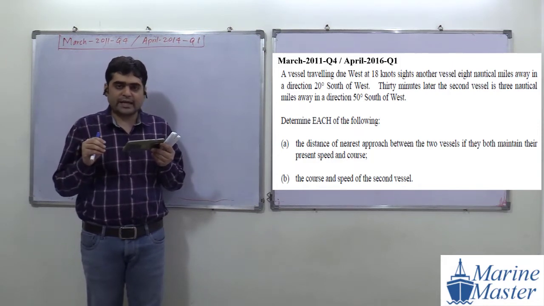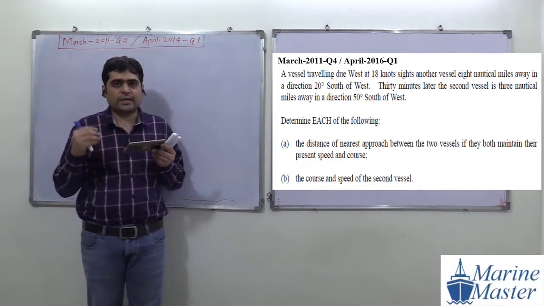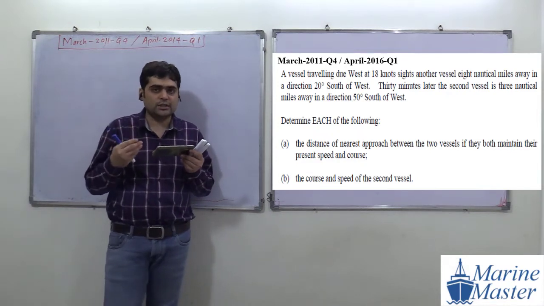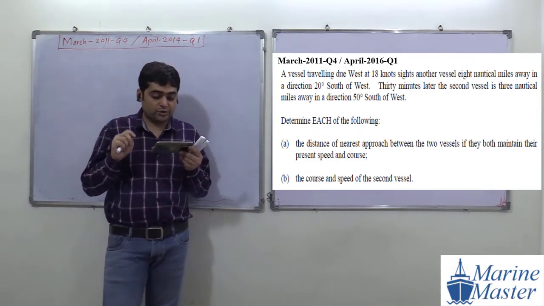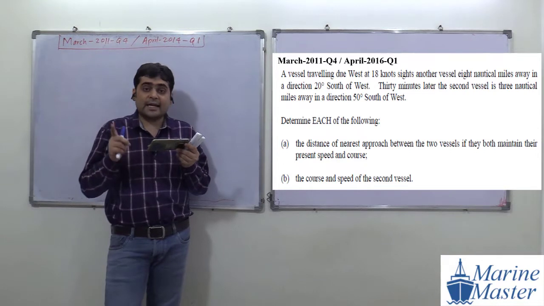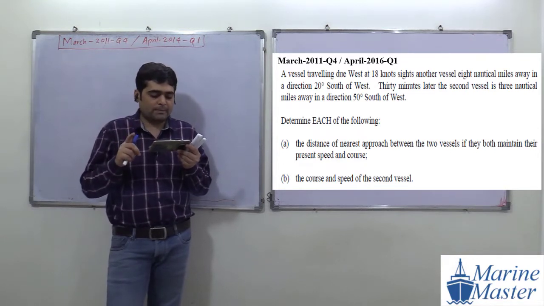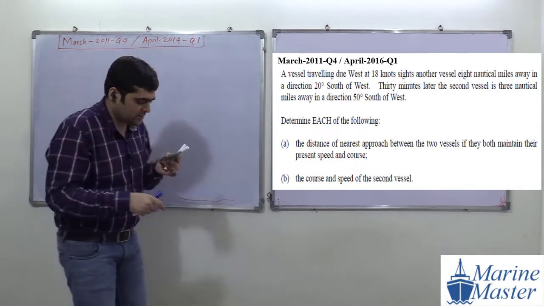So the first vessel's speed is what? 18 knots. It is going in which direction? Due west. Okay, try to see the scenario. It sights another vessel 8 nautical miles away in a direction of 20 degrees south of west. Okay, try to see the key point here.